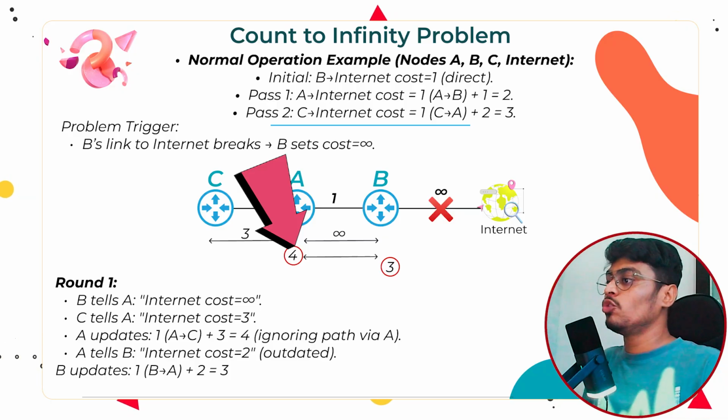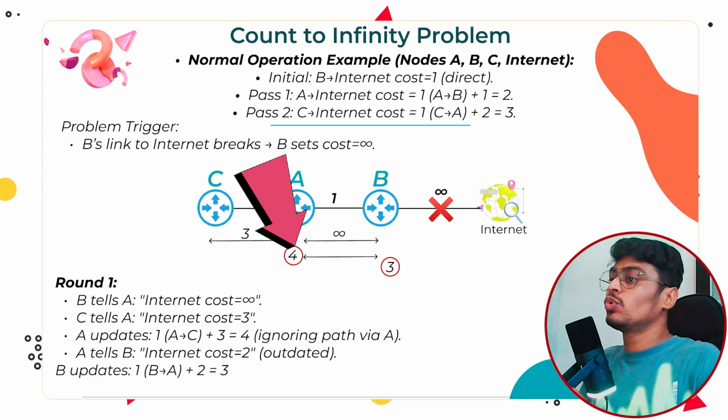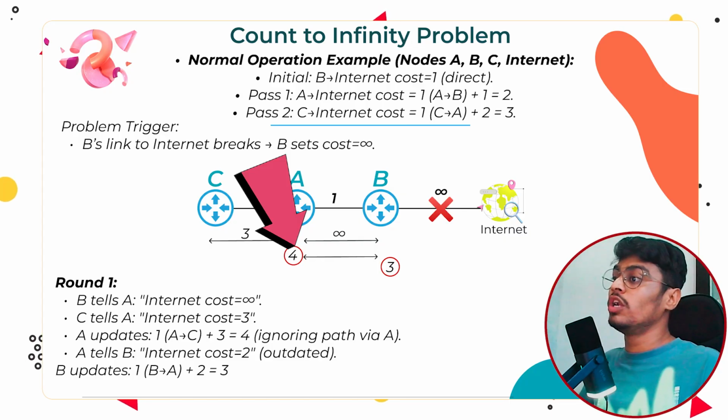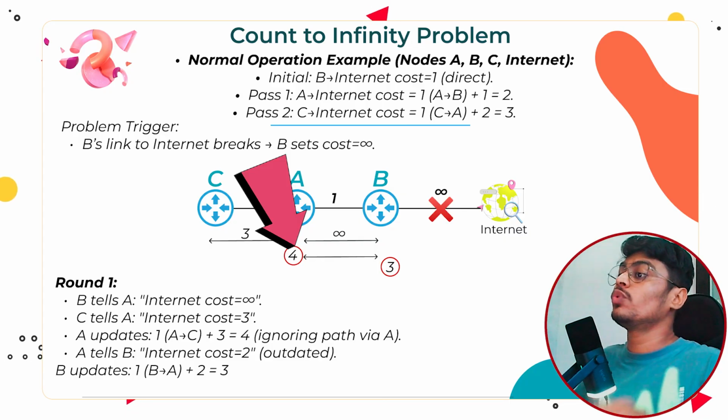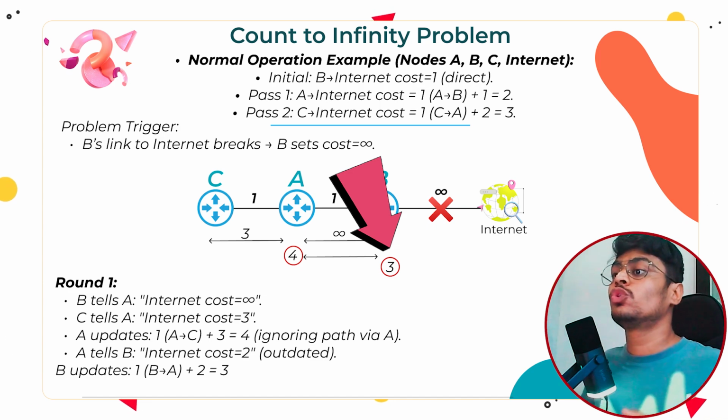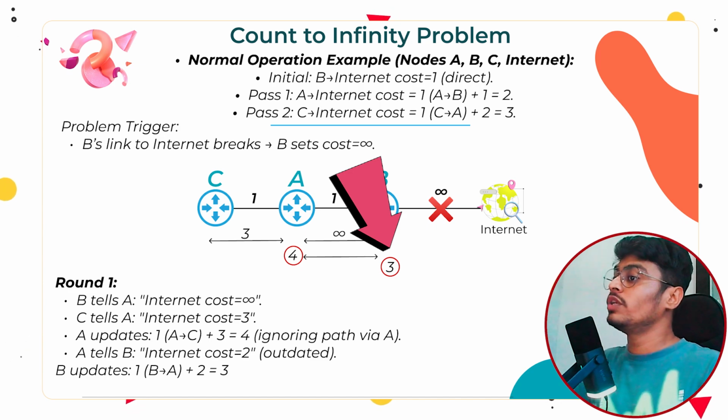Meanwhile, A also sent to B. A tells B, I can take you to the internet at cost 2, using old information. B calculates cost to A is 1 and A's cost to the internet is 2. So B updates its cost to the internet as 3.